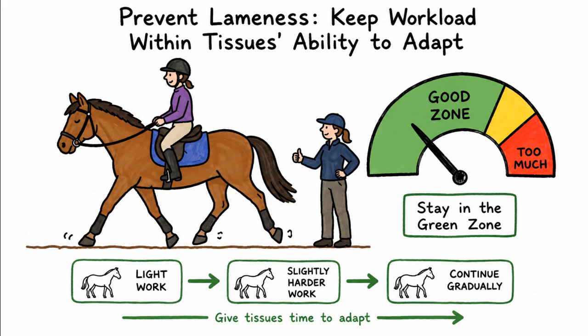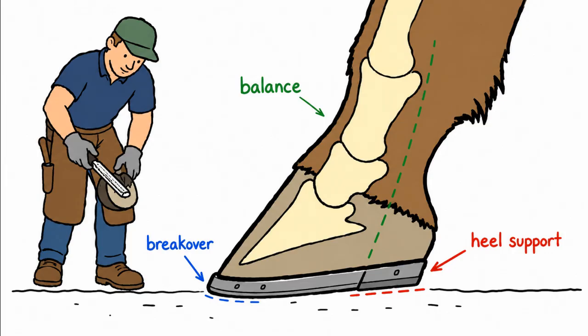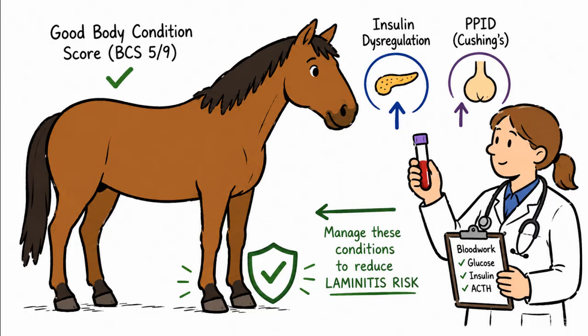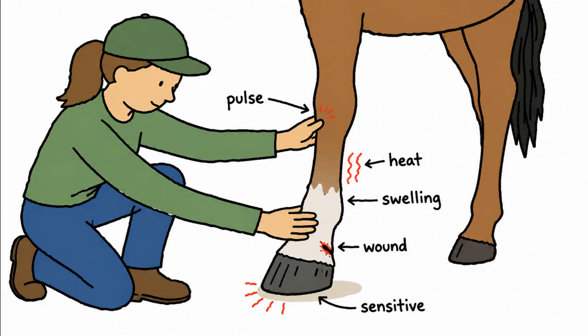Prevention means keeping workload within the tissue's ability to adapt. Hooves should be trimmed or shod regularly with attention to balance, breakover and heel support. Conditioning should increase gradually, and footing should provide traction without being excessively deep or hard. Maintaining appropriate body condition and controlling insulin dysregulation or PPID reduces laminitis risk. Feet and limbs should be checked daily for heat, swelling, stronger digital pulses, wounds or new sensitivity.